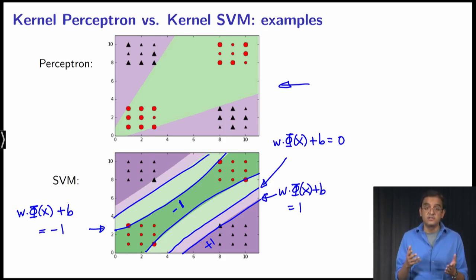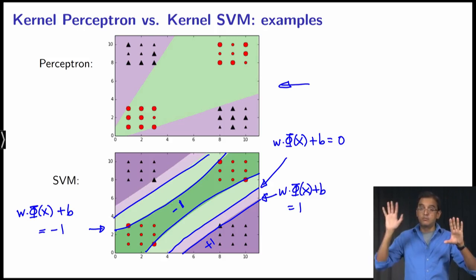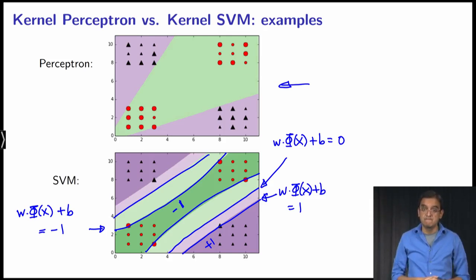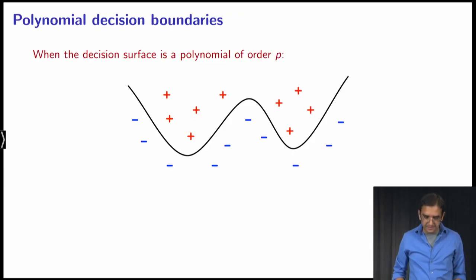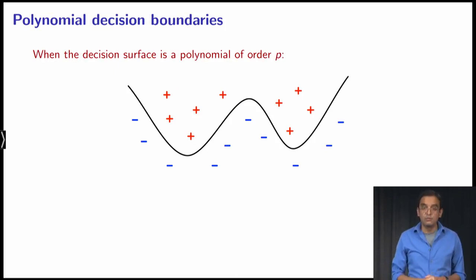In the 5-dimensional space, you just have the black triangles on one side, the red circles on the other, and a nice linear boundary between them that has the maximum margin. So we've achieved a lot. We've found a way to get quadratic decision boundaries using either the perceptron or the soft margin SVM. I think we can say that we have solved the problem of learning quadratic decision boundaries. So let's go a little bit further.